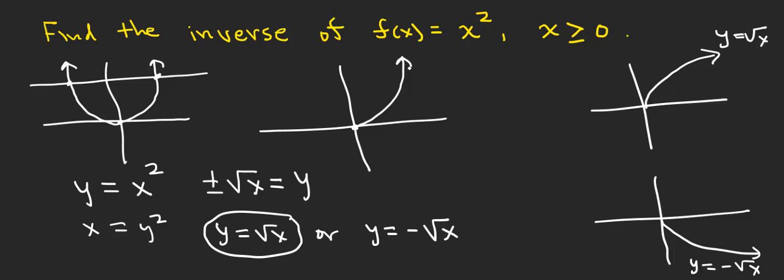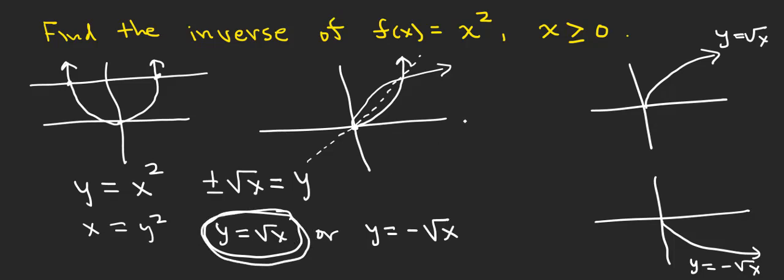Now remember, if there are two inverse functions, then y equals x becomes a reflection line. So which one is the reflection of y equals x squared? Is it y equals radical x or y equals negative radical x? It's y equals radical x. This is a reflection of y equals x squared with respect to y equals x. So you know that the answer is y equals radical x.